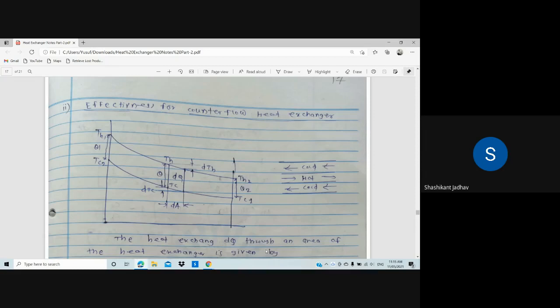Therefore we are considering the heat exchange dq through an area of the heat exchanger, which is given by. Okay, so what is the equation for that? dq is equal to U into dA into bracket TH minus TC.